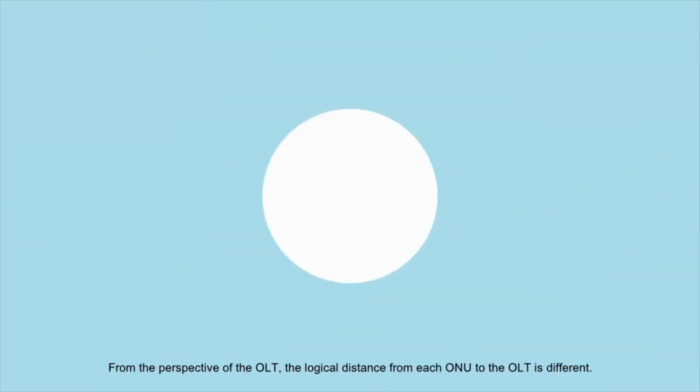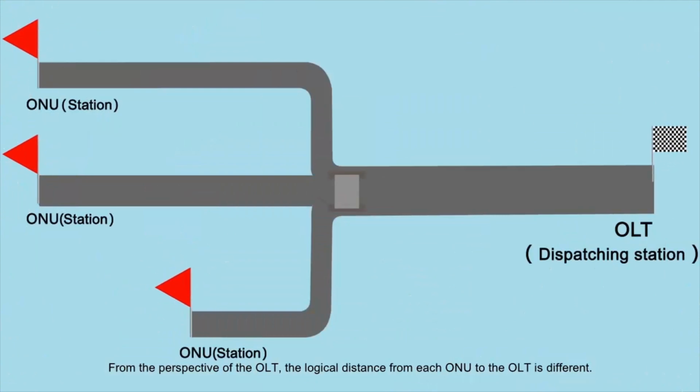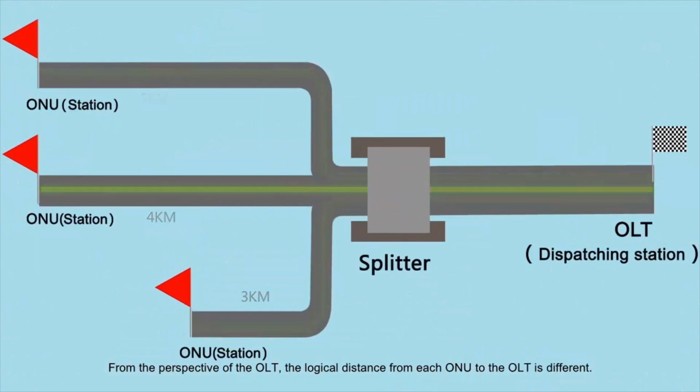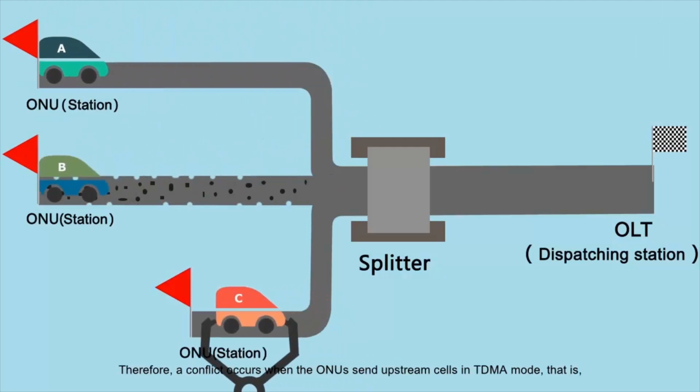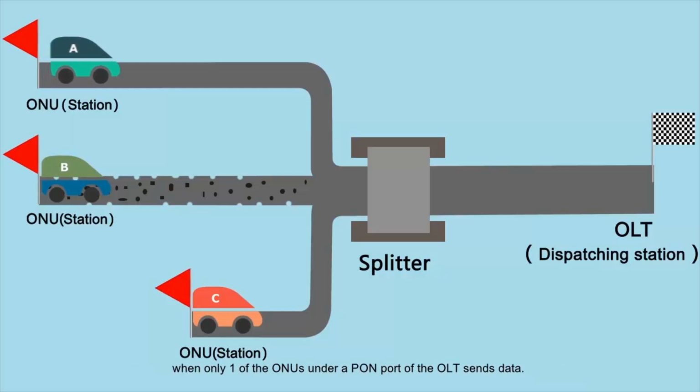Ranging. From the perspective of the OLT, the logical distance from each ONU to the OLT is different. In addition, the loop delay between the OLT and ONUs varies by time and environment. Therefore, a conflict occurs when the ONUs send upstream sounds in TDMA mode. That is, data should be sent when only one of the ONUs under a PON port of the OLT sends data.